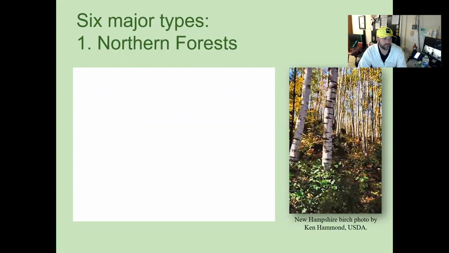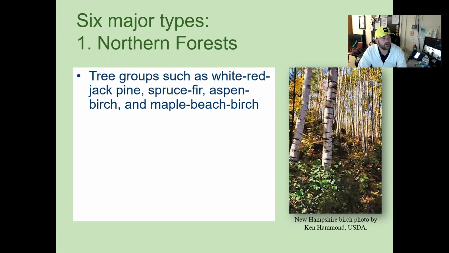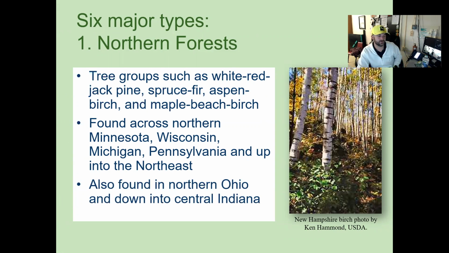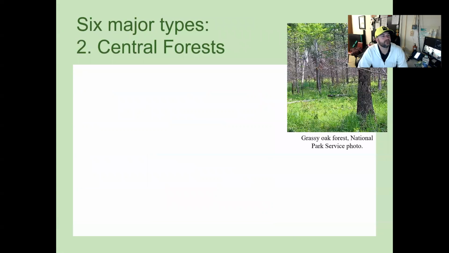So there are six major types. You have northern forest, which are tree groups such as white, red, and jack pine, spruce fir, aspen birch, and maple beech birch. Found across northern Minnesota, Wisconsin, Michigan, Pennsylvania, and up into the northeast, and also in northern Ohio and down into central Indiana. The picture down on the right is a northern forest in New Hampshire with a birch.